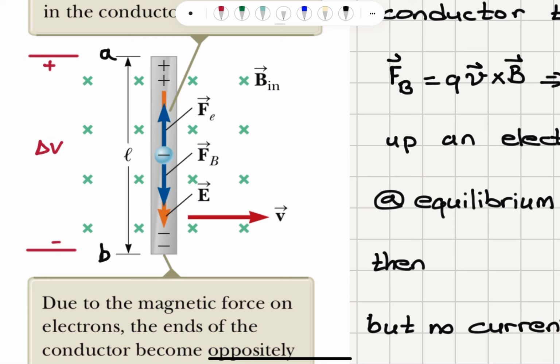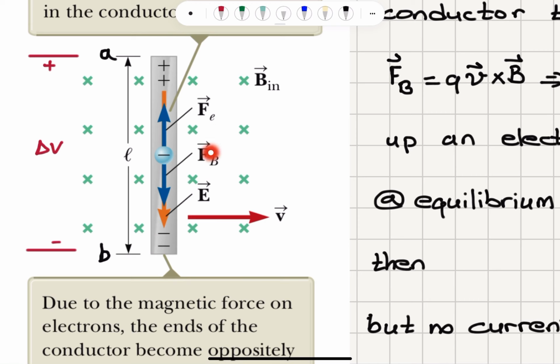As a result of this magnetic force, there will be electron accumulation at the bottom, and there will be a positive charge accumulation on top due to the leftover uncompensated ions in the conductor, and this is going to set up an electric field. So the electric field will point from top to bottom, and in the presence of this electric field, another free electron now will feel a force of attraction towards the top. So the electrical force will be pointing up towards the top of the conductor, but the magnetic force will be pointing down towards the bottom of the conductor.